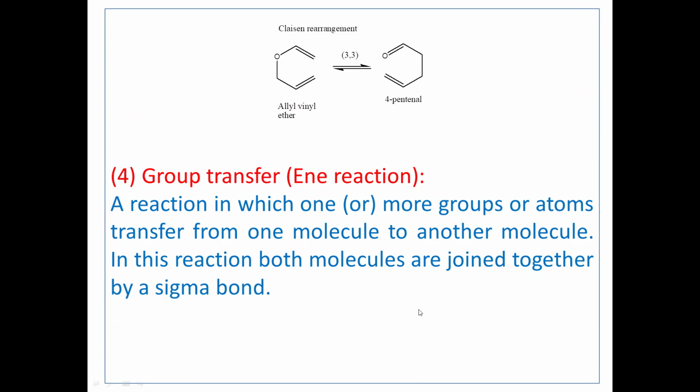The fourth type of pericyclic reaction is group transfer or ene reaction. Here we have two pi systems. So an atom or a group, let us say a hydrogen atom, migrates from one system to the other system, and the two systems are joined by a sigma bond.